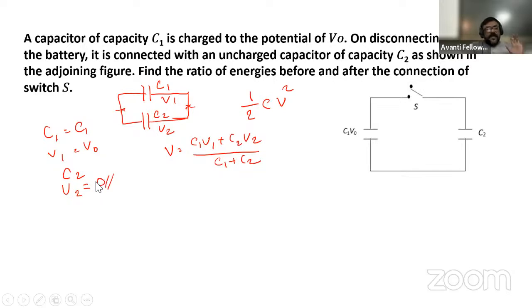It is uncharged. So they have connected like this, and there is a key here. Now, what we are going to do is close this key. I'm going to close this key.